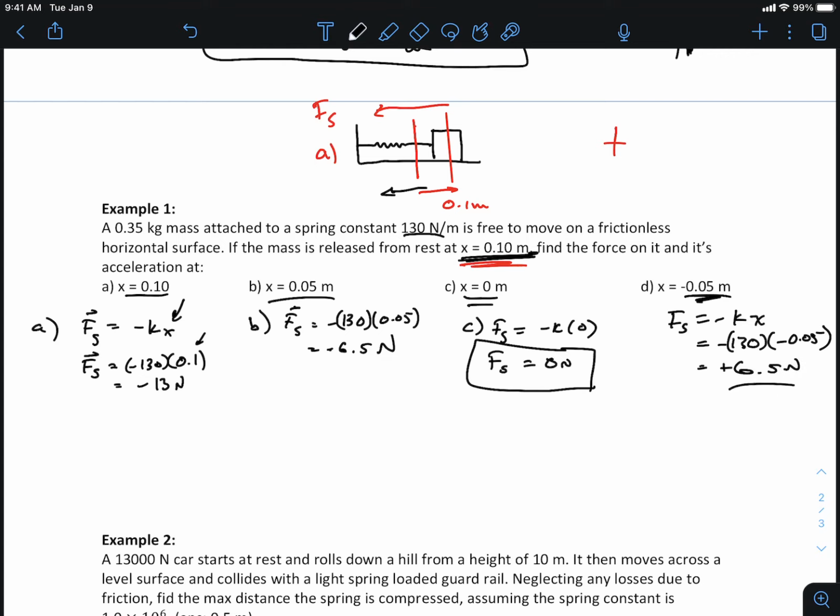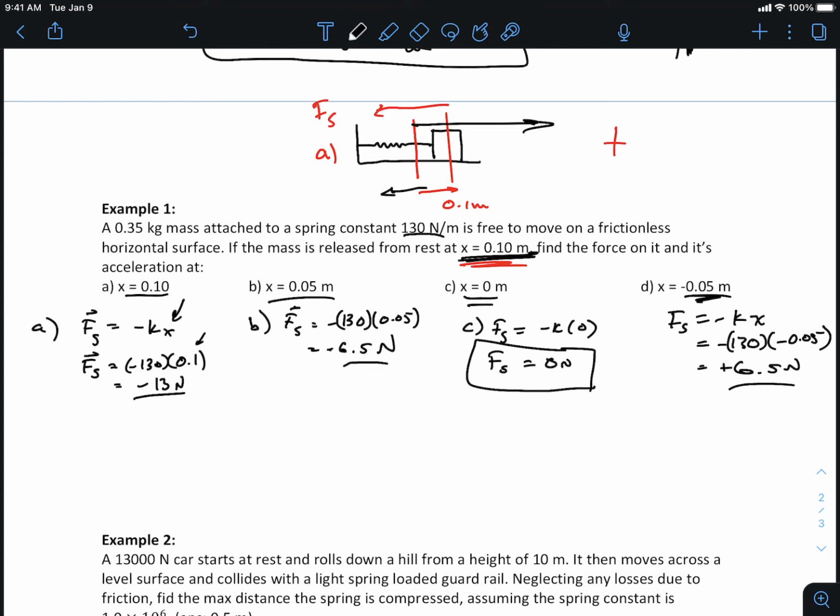So we know that the spring force is going to push. You're pushing the box in, the spring's pushing back, and vice versa. If you pull the box away, the spring's going to pull it back. It wants to get back to its equilibrium. And we can see that appear in the numbers.